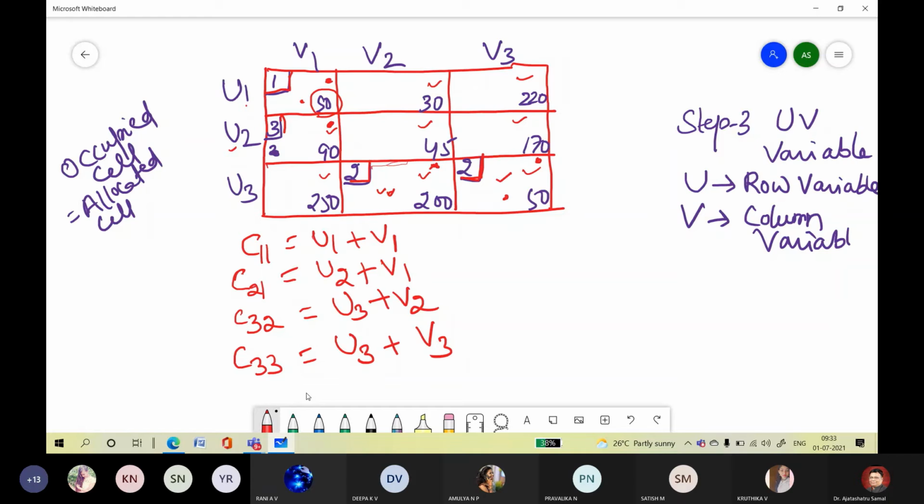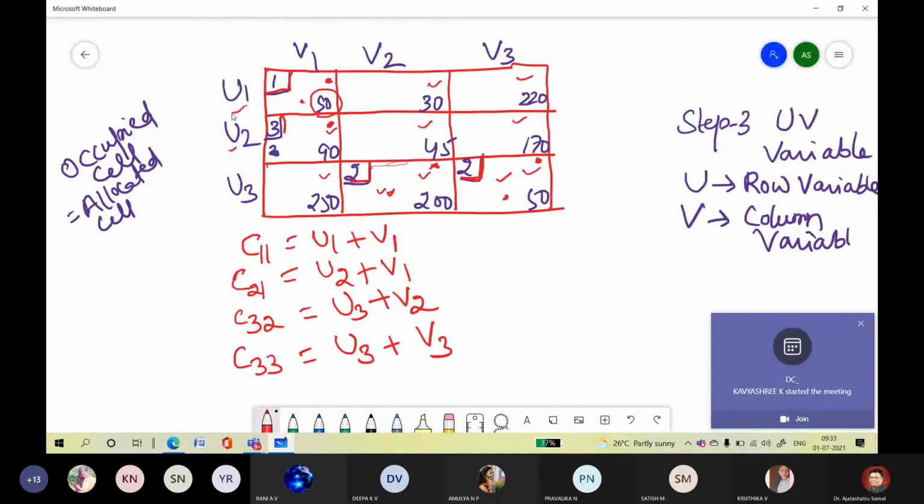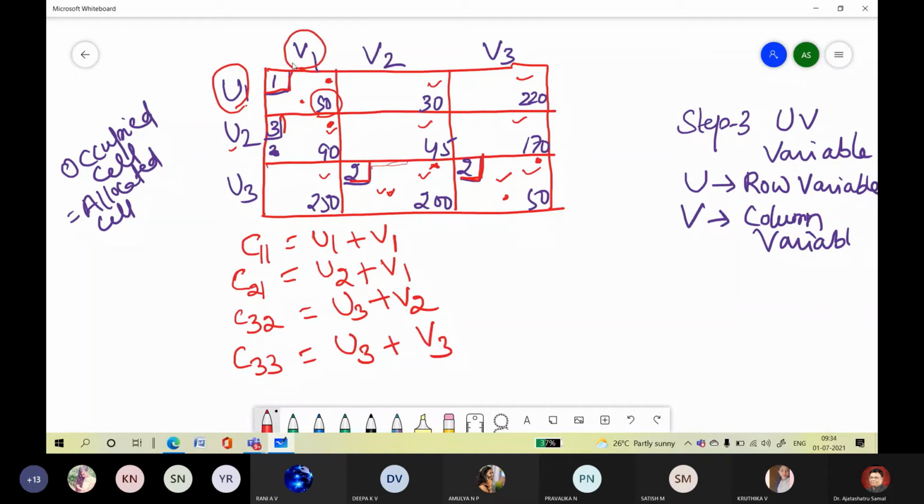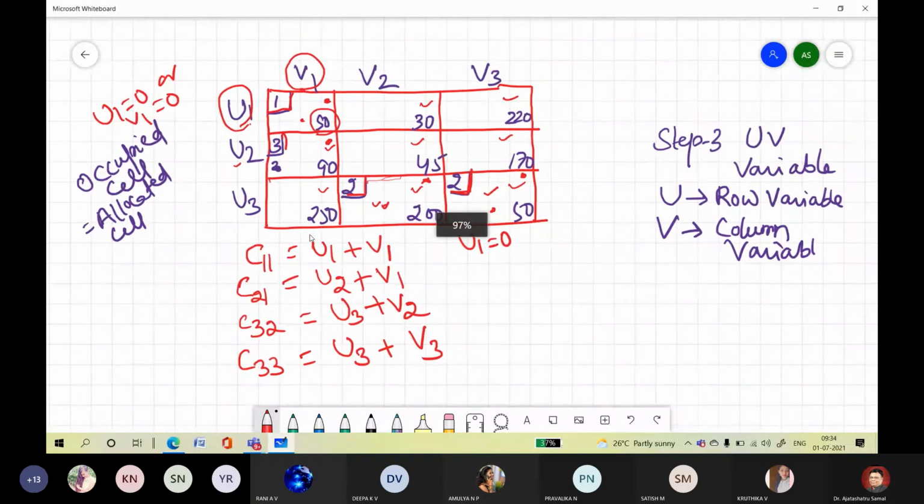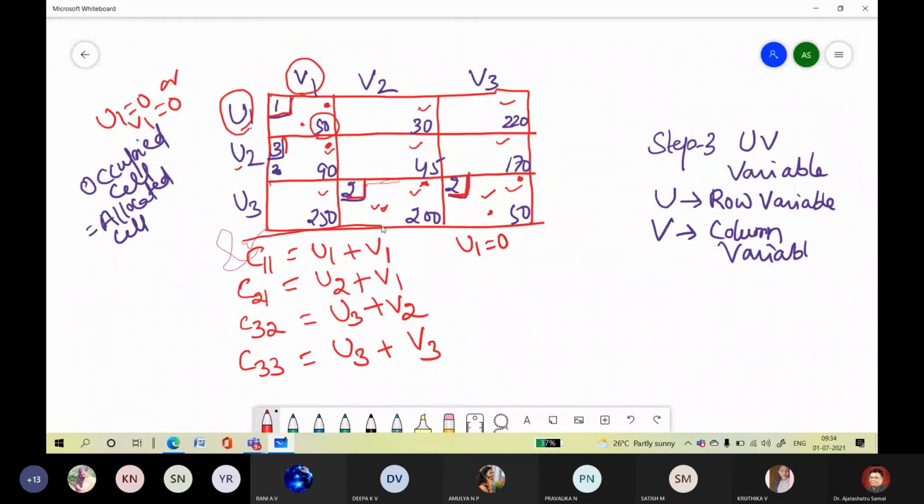Now keep in mind, always keep an assumption, either U1 equal to 0 or V1 equal to 0. Any one you can take. Now I want to take U1 equal to 0. Okay. Now what is the C11? So this equation I have to go to, this equation I'll write now.